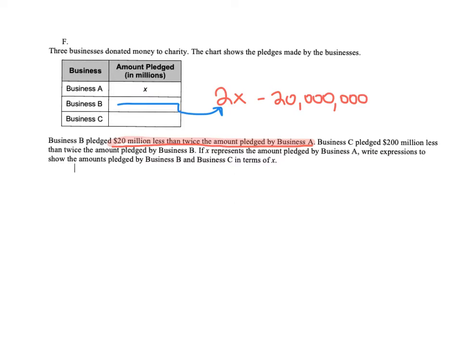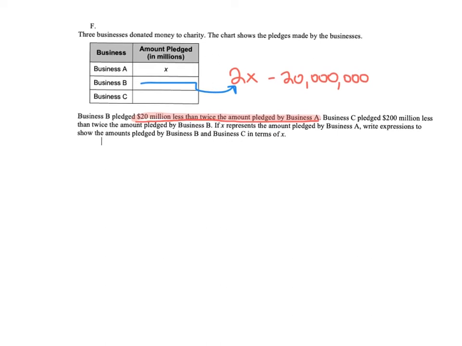Now we're told that if X represents the amount pledged by business A, write an expression to show the amount pledged by business B and business C in terms of X. Now, if we read this carefully, we're told that business C pledged $20 million less than twice the amount pledged by business B. So again, less than is our turnaround word.